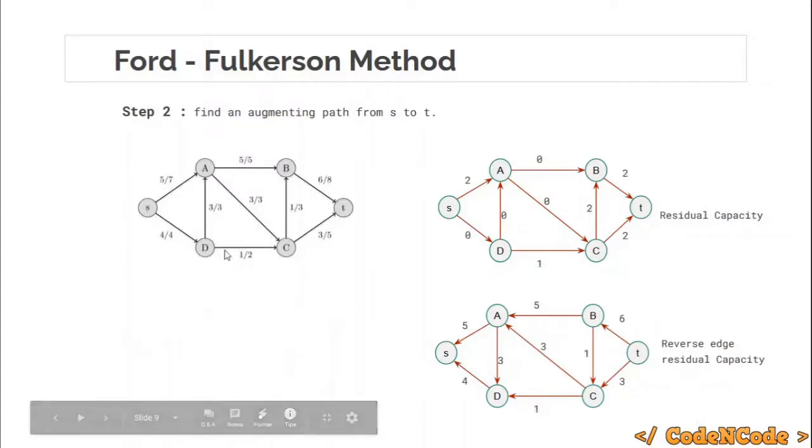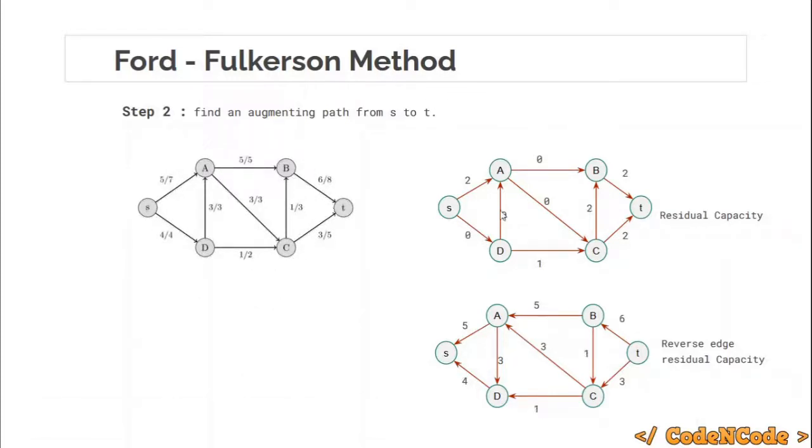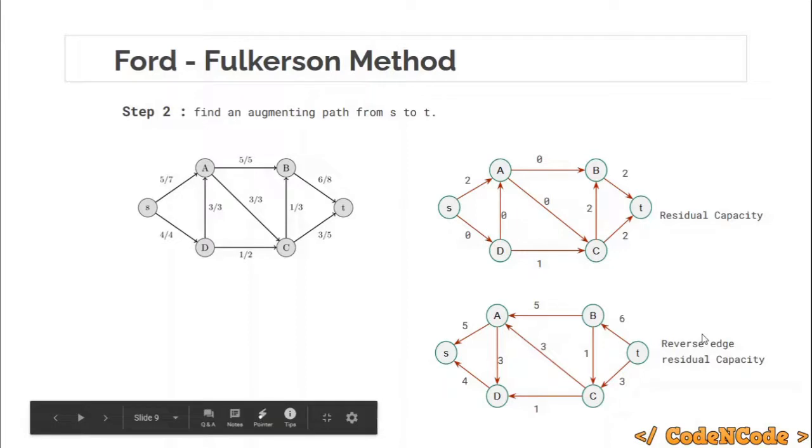So this would become 4, 1, 1, 6. Similarly, we have reduced the capacity by 1 of all of the edges used. Here in the reverse residual graph, we have increased the capacity of all of the edges used in the previous augmenting path.